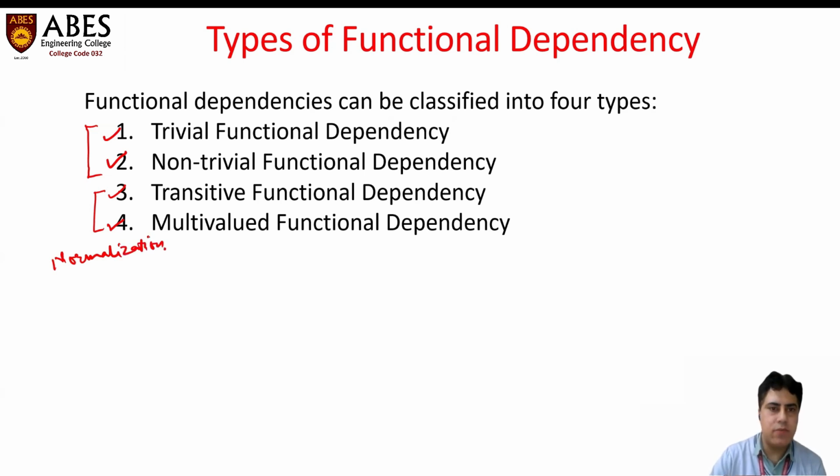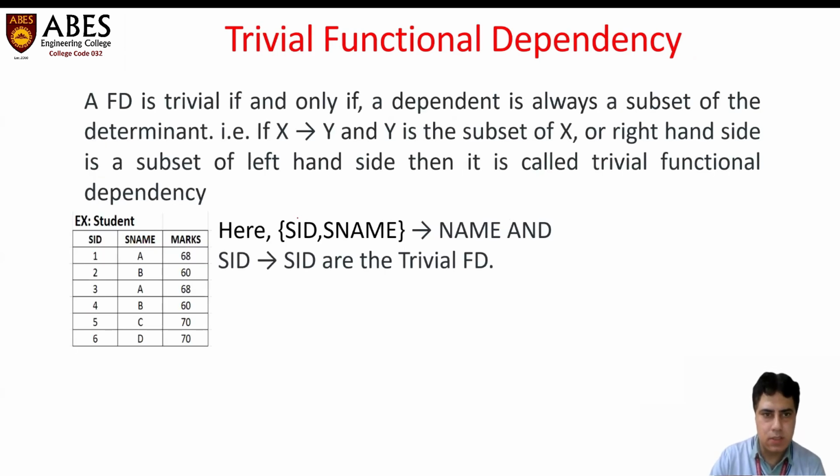During normalization, we will cover these functional dependencies. Now, what is a trivial functional dependency? A functional dependency is trivial if and only if the dependent is always a subset of the determinant. If X determines Y, then Y is a subset of X.